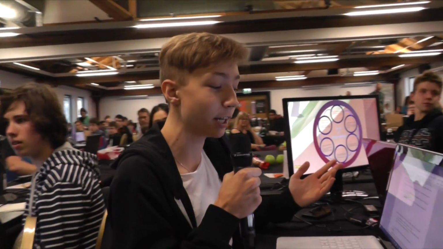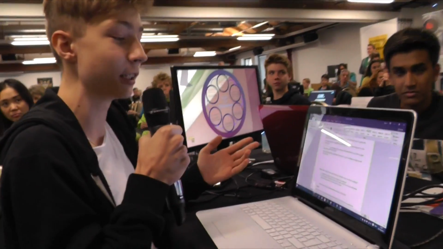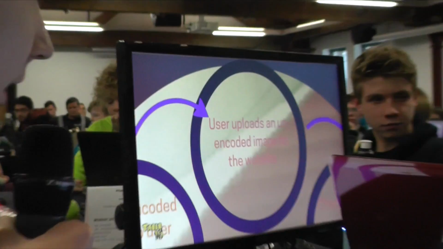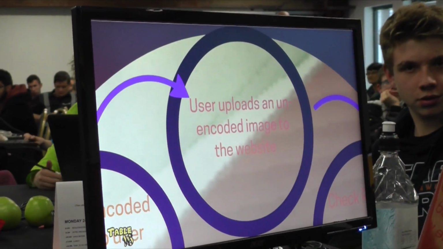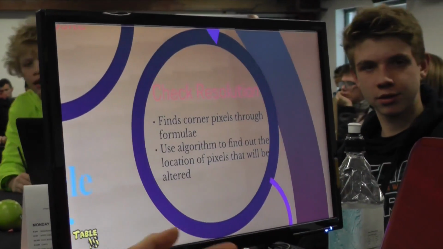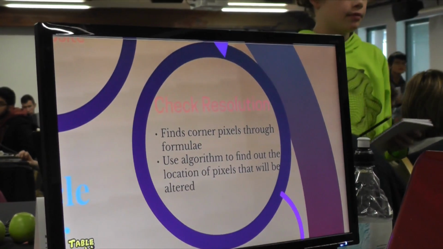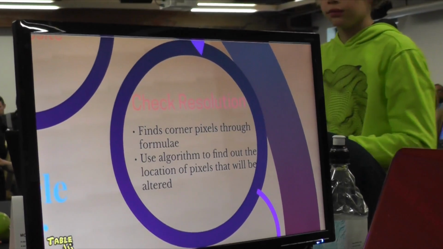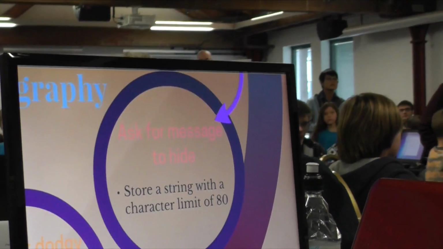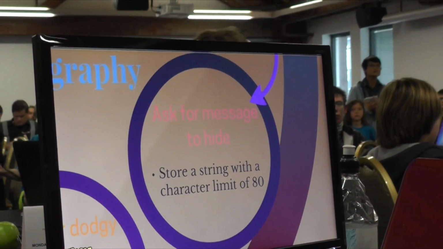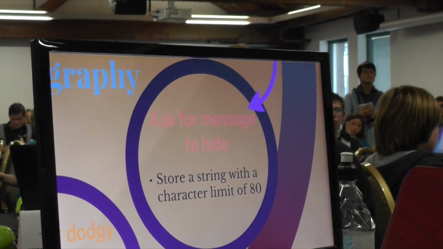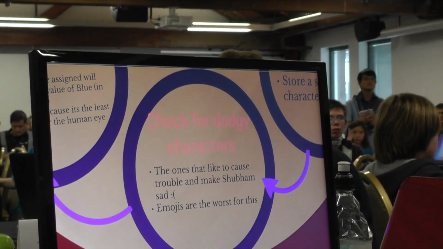Right, hello, we are table 16 and we used the RGB values in the image's pixels to encode a message. We're doing the GCHQ challenge. First, please refer to the PowerPoint as we go along. First, the user uploads the image they want the message to be encoded into. Then the algorithm checks the resolution of the image to find the corner pixels, which will be used as a guide to find the pixels which will contain the information. And then we ask the user to enter their message, which can be up to 80 characters long, which then will be encoded into our program.